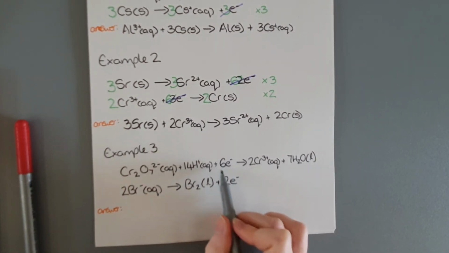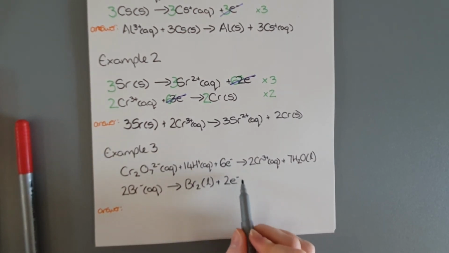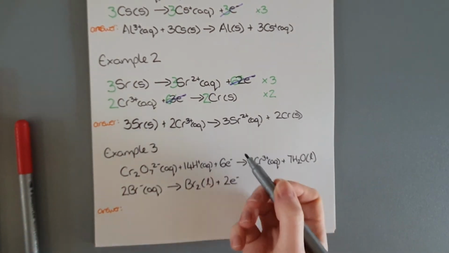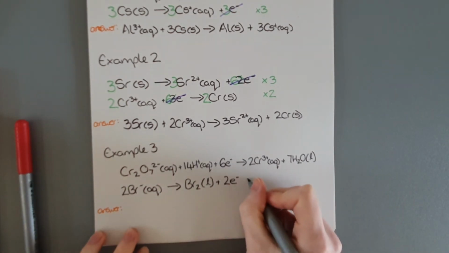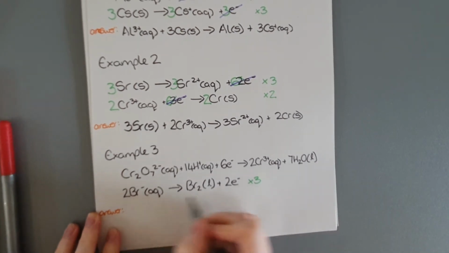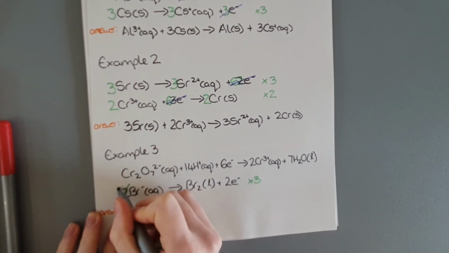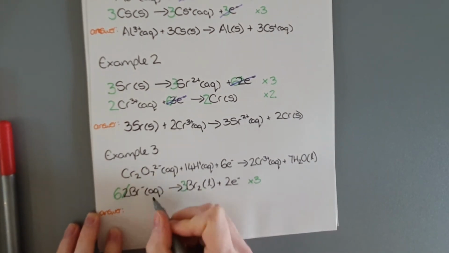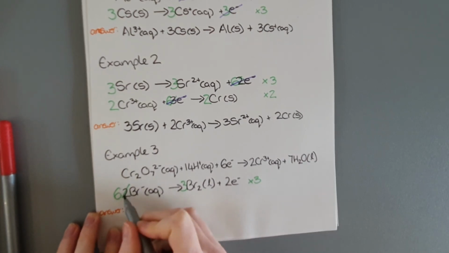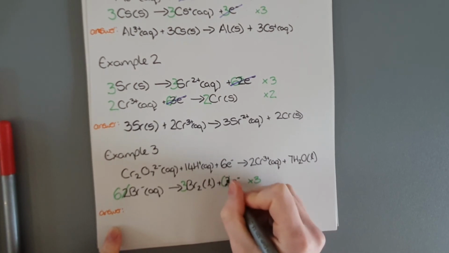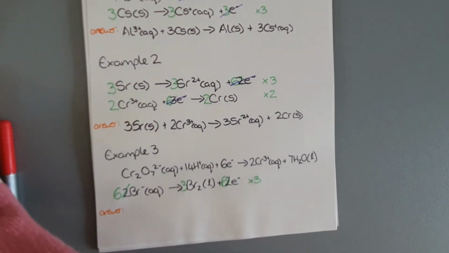So the top one has 6 electrons, the bottom has 2. So you could times them both by each other, or you could just times the bottom one by 3 to give you 6 electrons. So try and find the easiest way. If you don't need to times both, then don't. So the bottom one now has 6 bromide, 3 Br2, so just watch that. That's only 6 because it's 3 times 2. That didn't have a number, so it's just 3. That becomes 6 as well, and we're done.